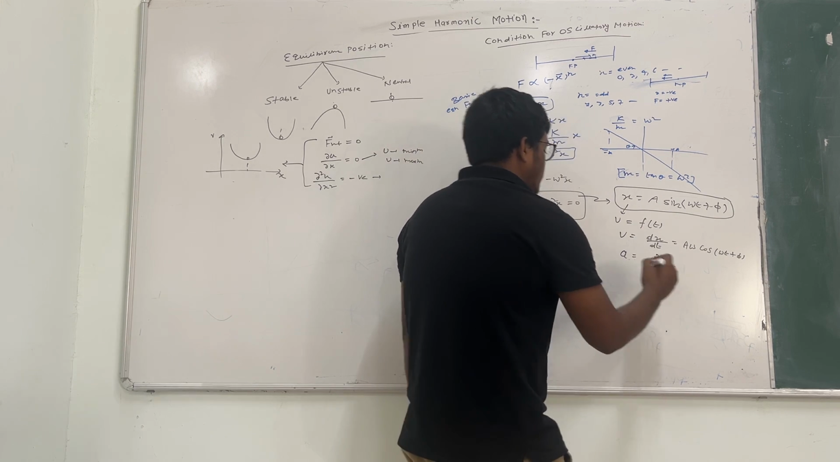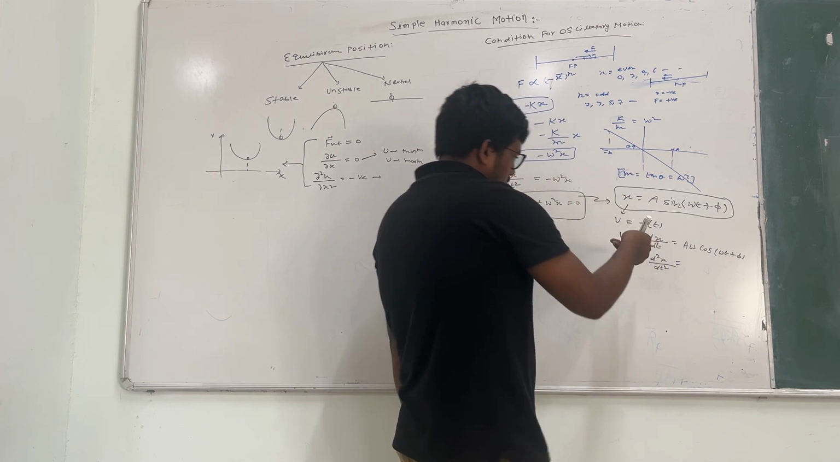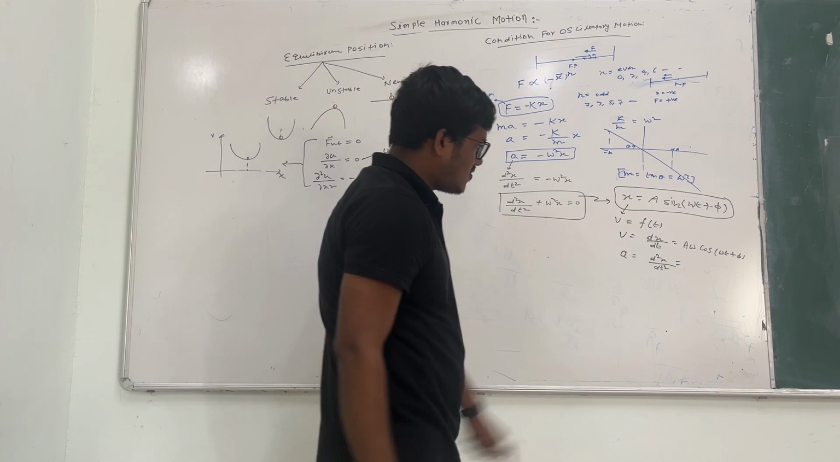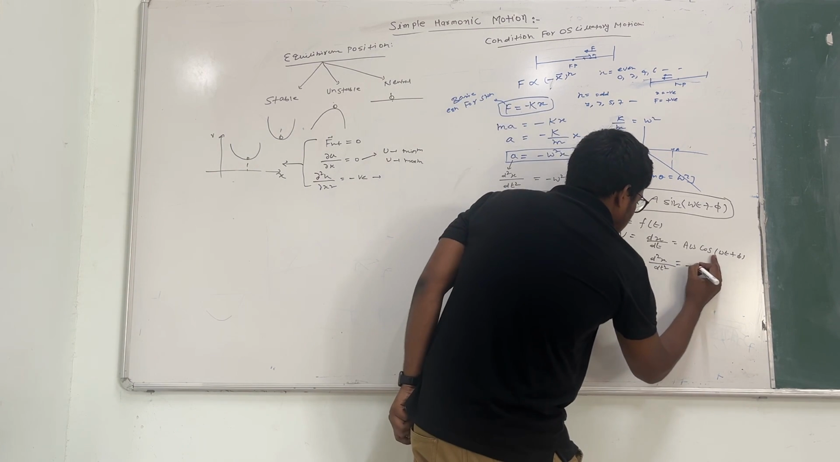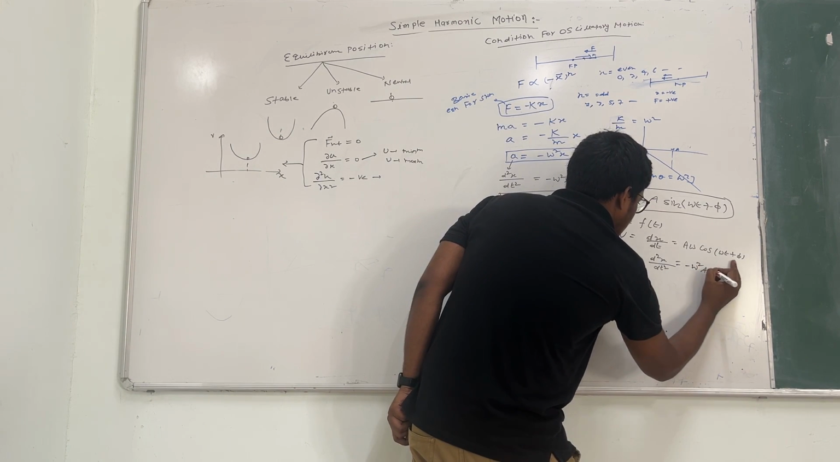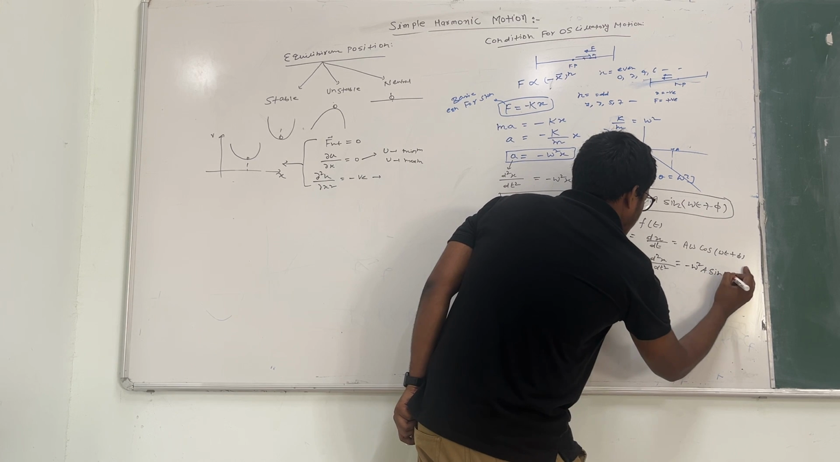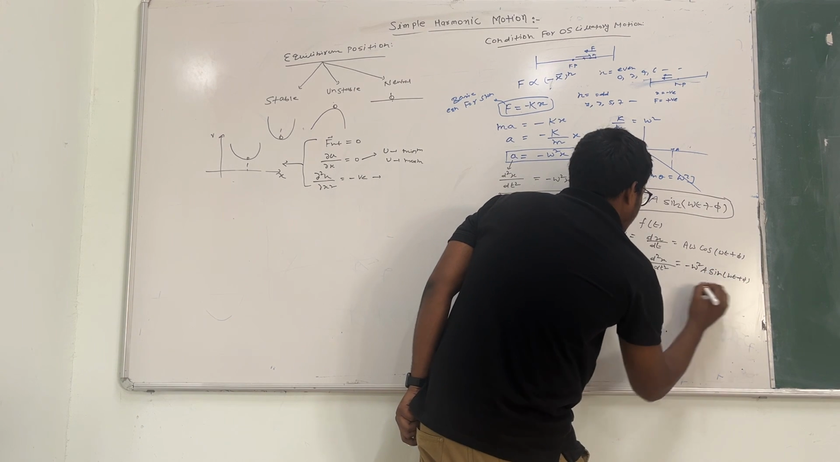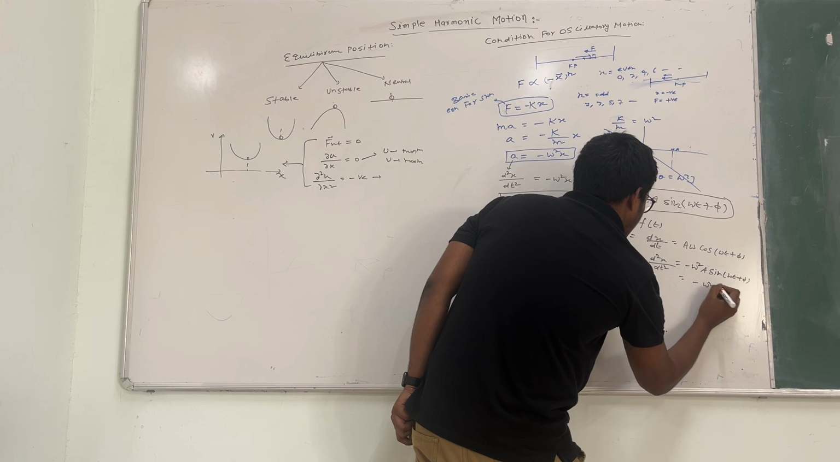If you calculate from here, we get omega coming out once more, and for cos we get a negation. So this is something like omega square A sine of omega t plus phi. Or we can also write this as minus omega square x.